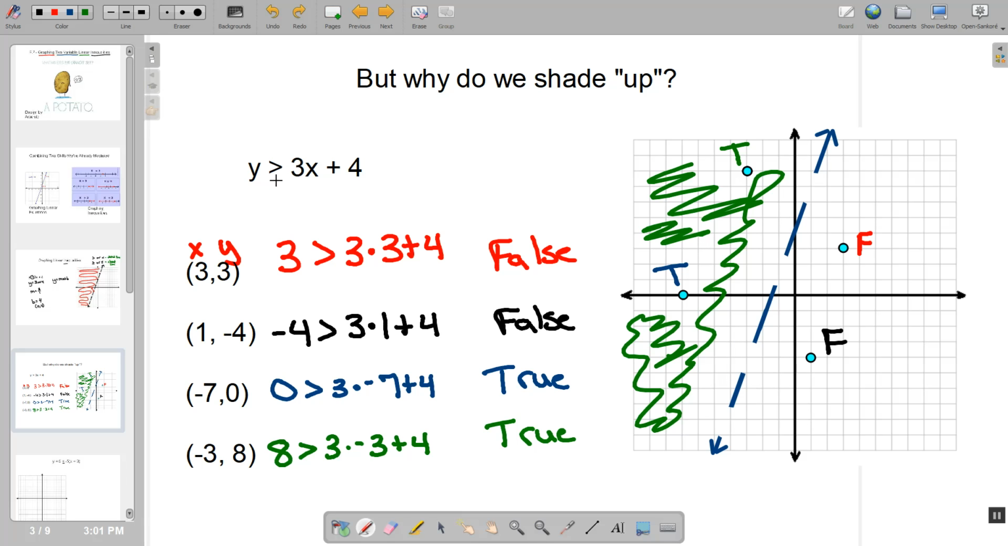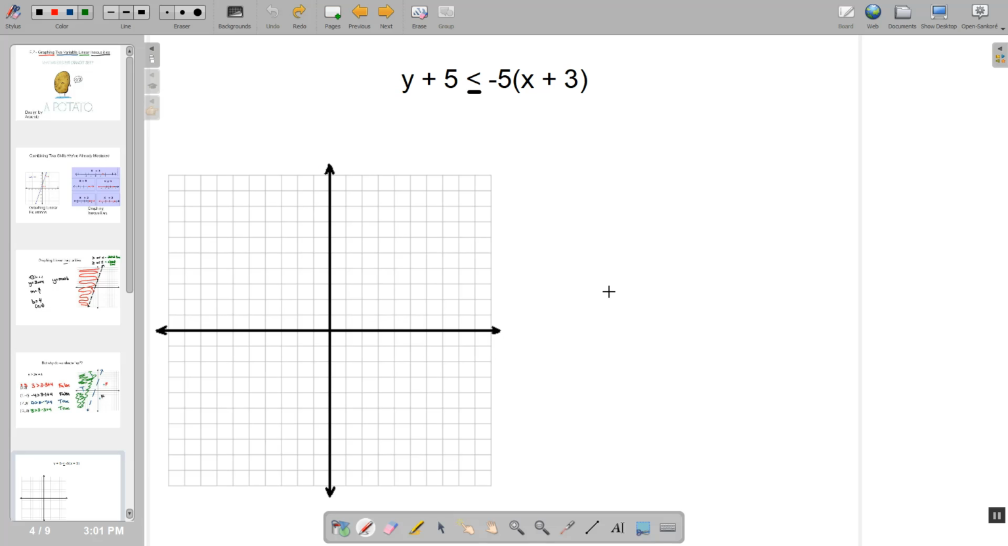If I had a line underneath here, calling it equal to, then I could pick points on the line. So let's do a couple more examples here where I just have to graph my line and then shade above or below that line. For my first one, I have this in point slope form. Point slope form, if you remember, is y minus y1 equals m parentheses x minus x1. Therefore, we can find a point and the slope and use that to graph our line.